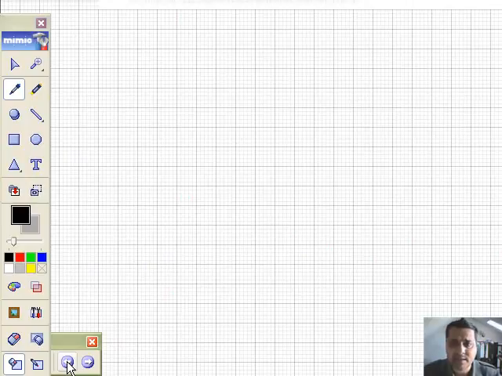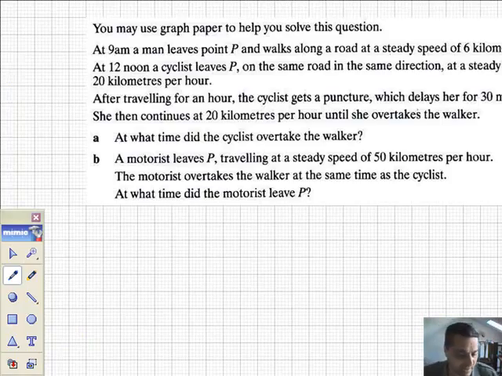Now I'm going to take this as it comes, and if I crash, what I'll do is pause and then think and get back to you. It can happen. Now, hint, this is question 2, you may use graph paper to help you solve this question. I see no other easy way of doing it.